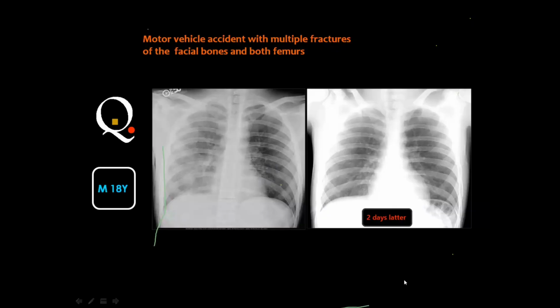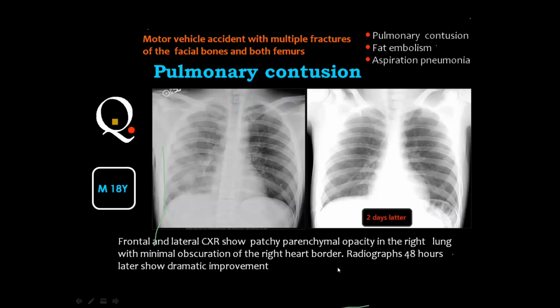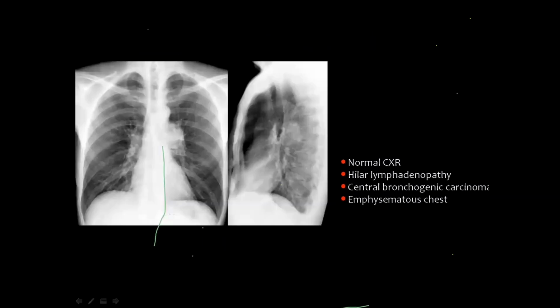this is the follow-up 2 days later. Yes, contusion, right. If you got an opacity in the chest after trauma, there are 3 possibilities. Number 1, pulmonary contusion, first of all. Number 2, fat embolism. Number 3, aspiration pneumonia. The pulmonary contusion clears very fast compared to other lesions. Then in a day or two, there is clearance of the lung, meaning that this is pulmonary contusion.